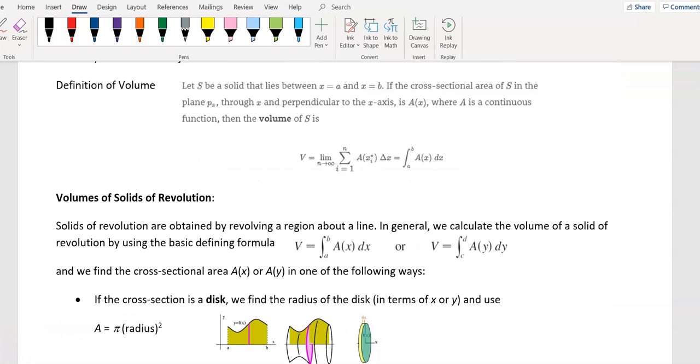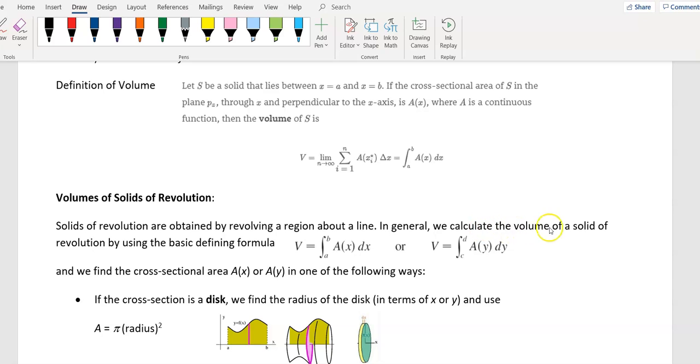So how does this relate to the lathe that we were talking about before, or those circular 3D shapes? Well, we're going to be doing volumes of solids of revolution. And so we're actually going to be taking functions and revolving them around an axis. And by doing so, the cross-sectional area that each of these shapes has is going to be circular. So solids of revolution are obtained by revolving a region about a line.